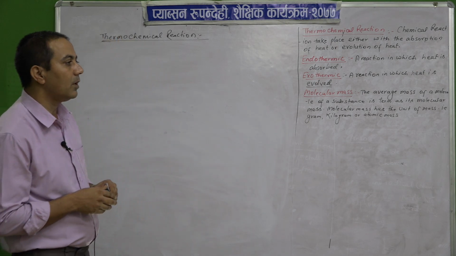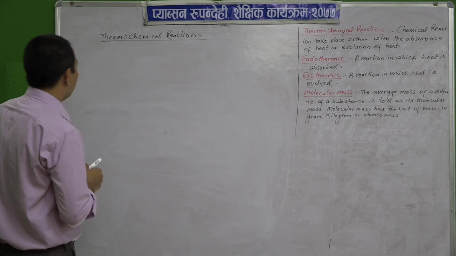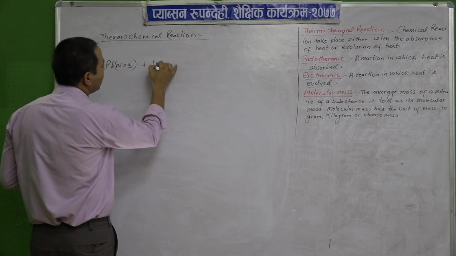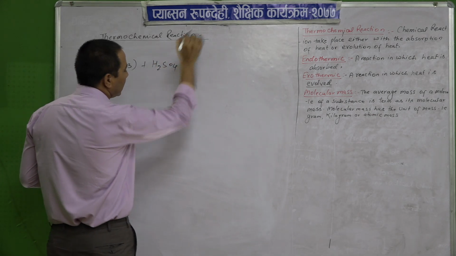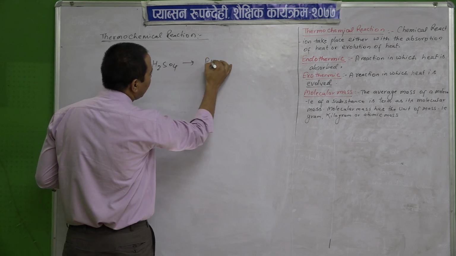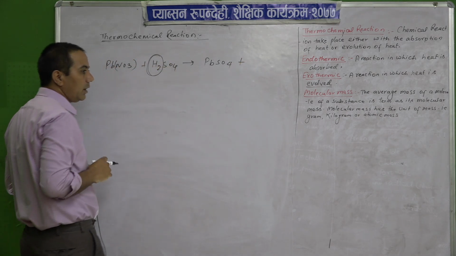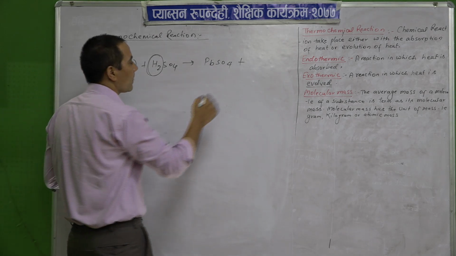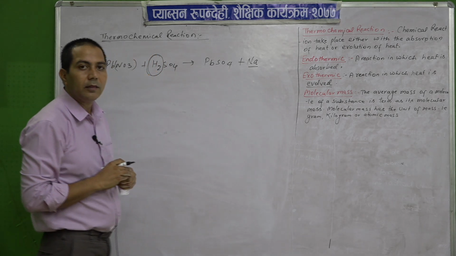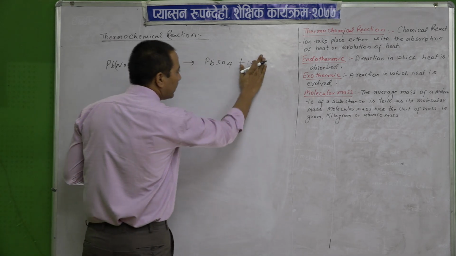So, we have the example of lead nitrate with hydrogen sulfate. Yesterday we wrote PbNO3 plus H2SO4, isn't it? In these reactions, what we have done: PbSO4. Instead of H2, I have written Na. That was the mistake, and I apologize for that mistake, and I want to correct it now.